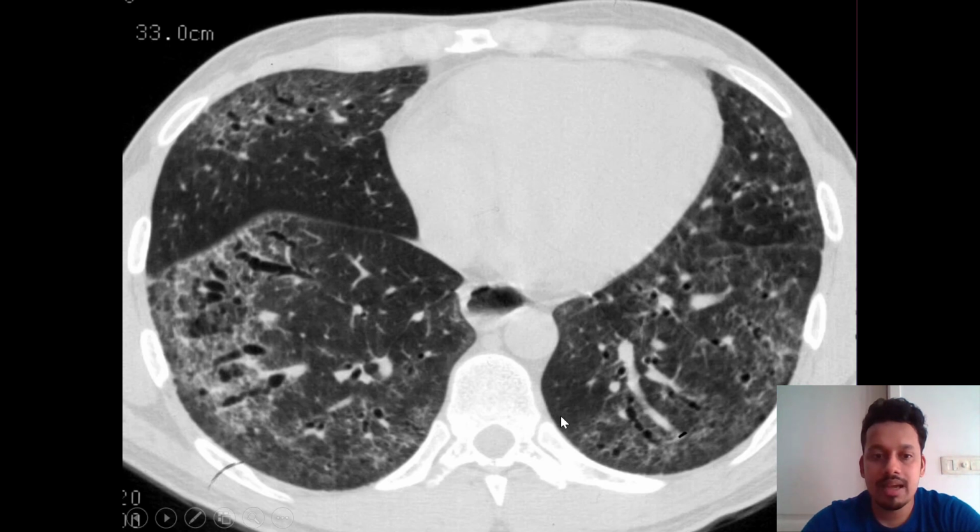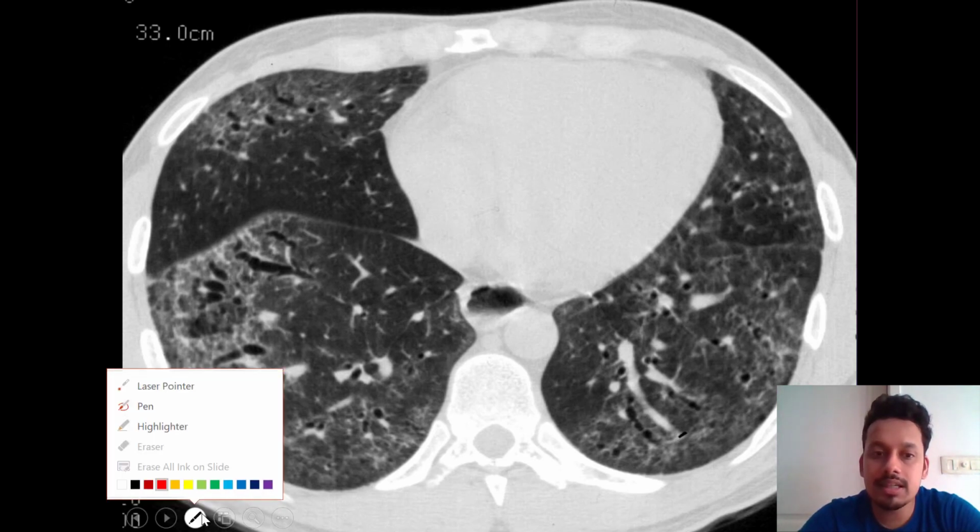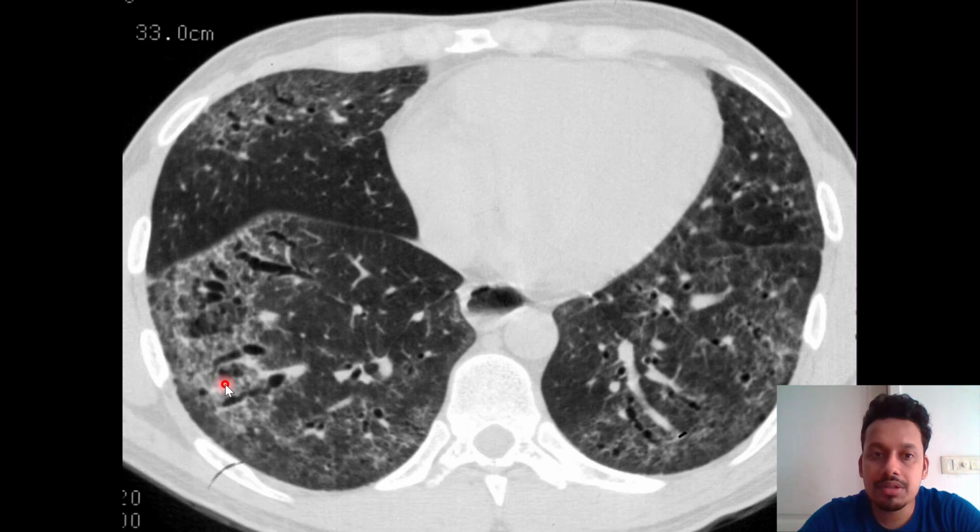You do an X-ray and then a CT scan, and this is the classical CT finding in such a patient. Here you can see that this is the pleura. The area just adjacent to the pleura, that is the subpleural area, is relatively spared compared to what is more inside. So this is subpleural sparing, and there are some traction bronchiectasis here, some ground glass opacities and some reticular opacities.